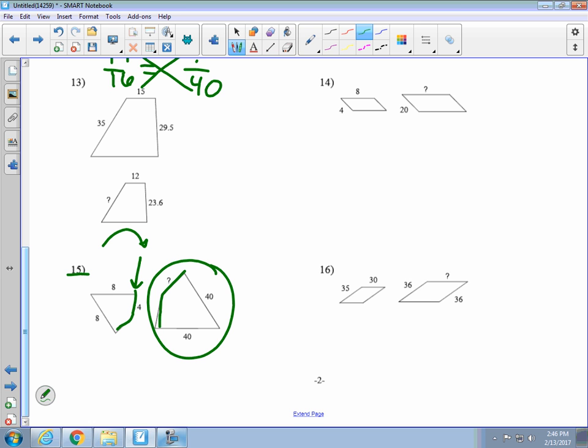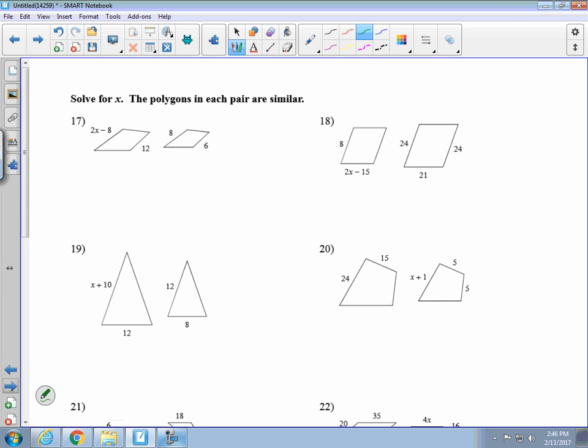So that would mean that 4 and the question mark would go together. And 8 here and 40 would go together. Just a way to align each of them so you know who goes with what. Okay, moving on to the next one.